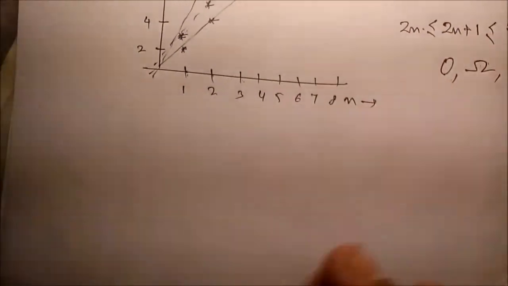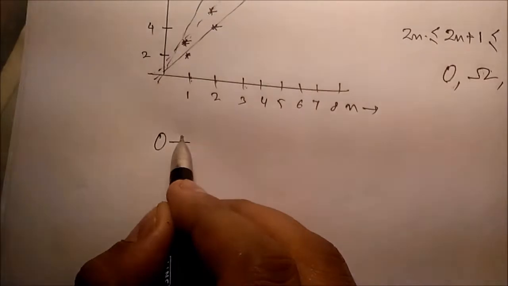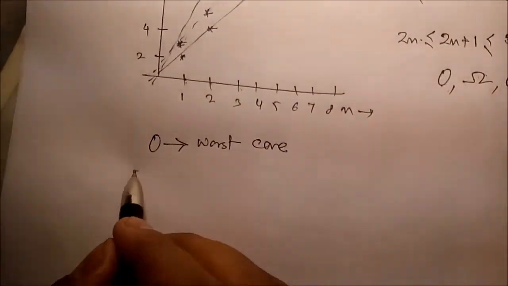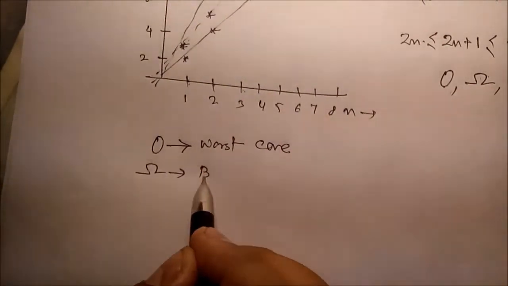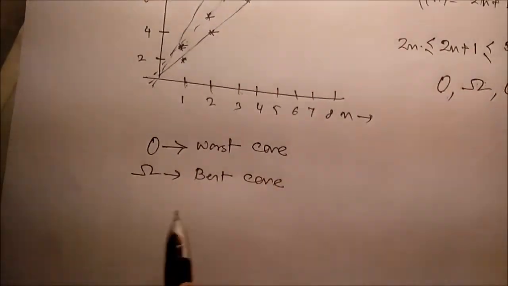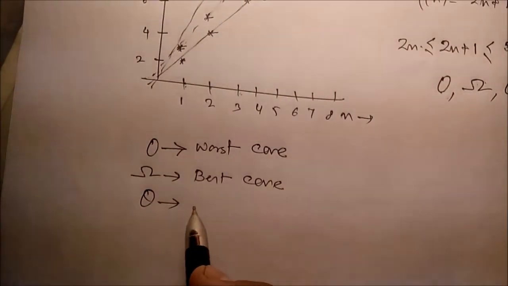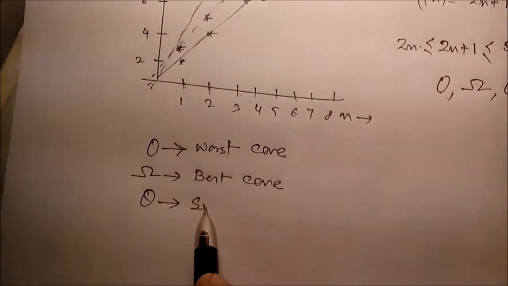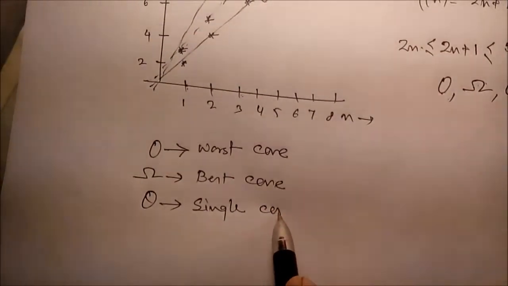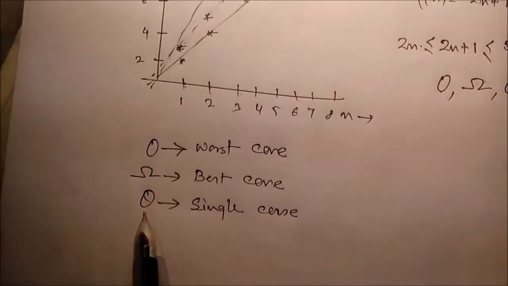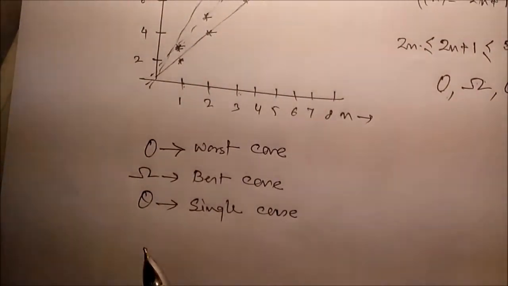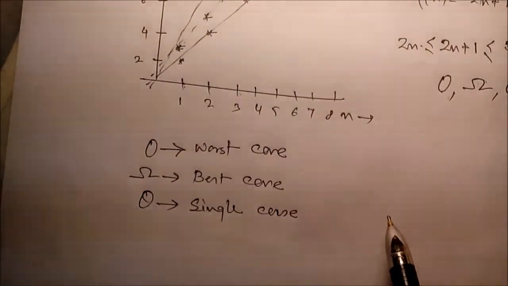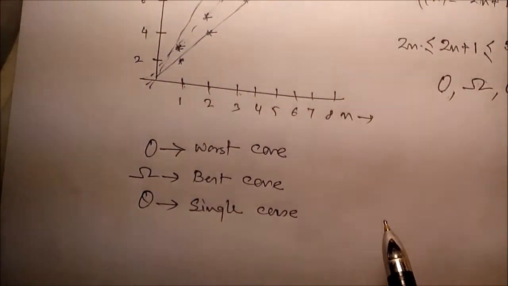That means in summary, big O notation is used to represent the worst case, big omega to represent the best case, and theta if neither worst case nor best case is there, if a single case is there. It is not true that theta is for the average case. It is for the single case, meaning neither best case nor worst case.